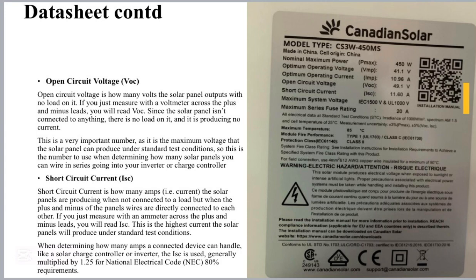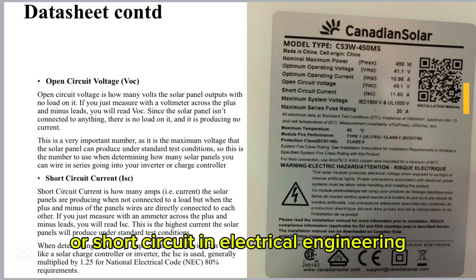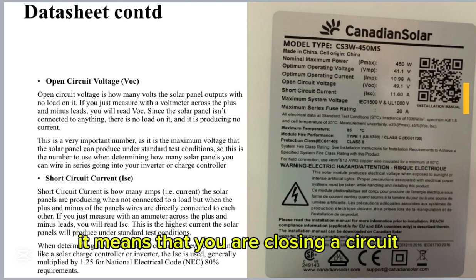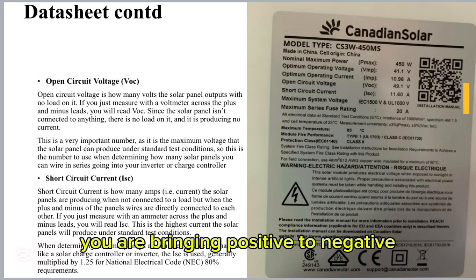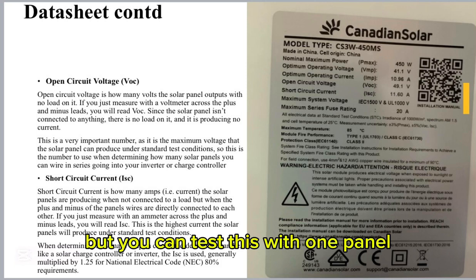Okay, short circuit current, ISC. When we say the word short circuit in electrical engineering, it means that you are closing a circuit. We are bringing positive to negative, we are bringing live to neutral. But you can test this with one panel.